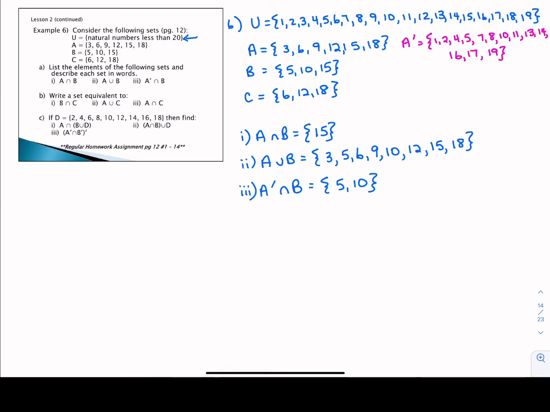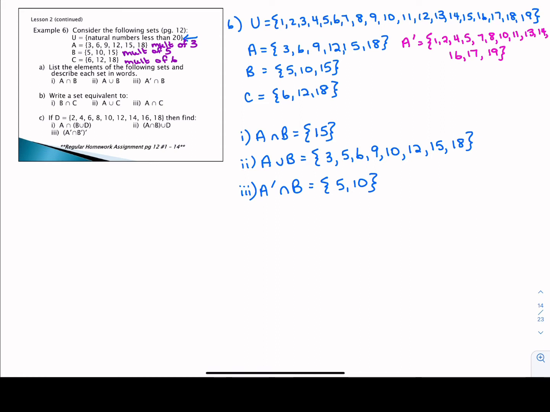If I had to describe these sets in words, I know that A is essentially multiples of 3. I'm just going to write that here. And again, we're talking about natural numbers that are less than 20. Set B contains multiples of 5. And set C contains multiples of 6. We were able to see that when we were writing out the elements in the set.